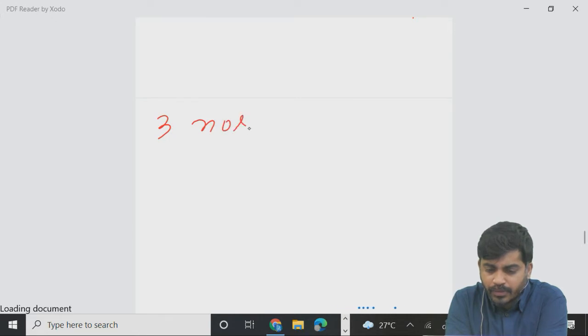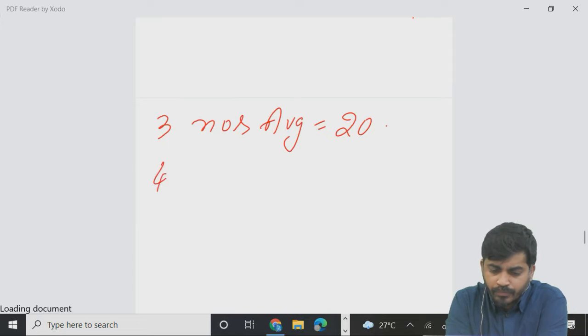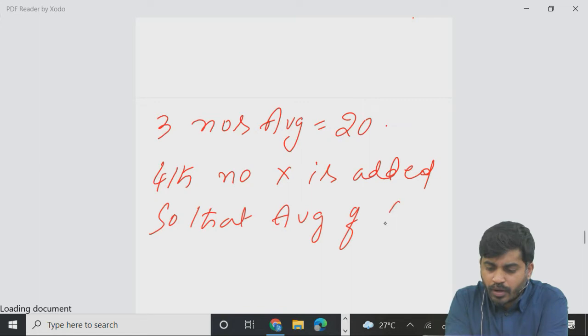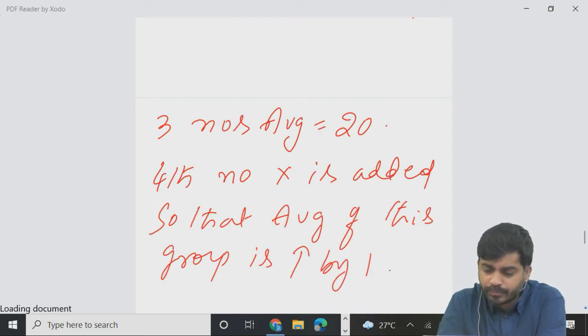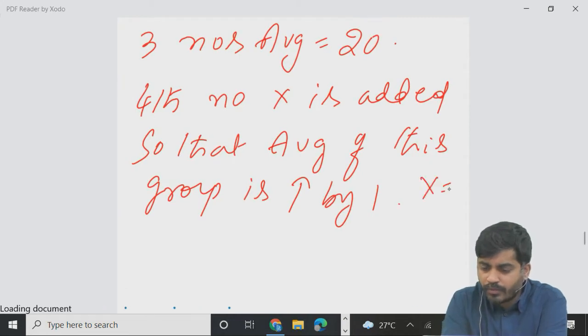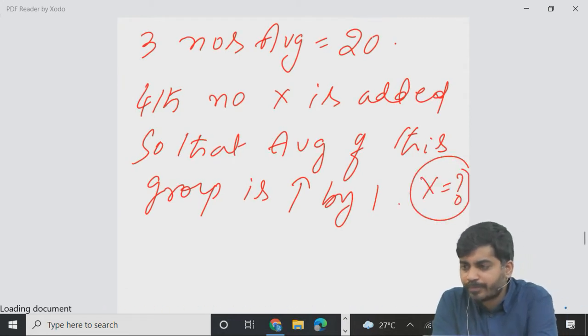3 numbers, mean or average is equal to 20. Fourth number x is added, so that the average of this group is increased by 1. What is the value of this fourth number?